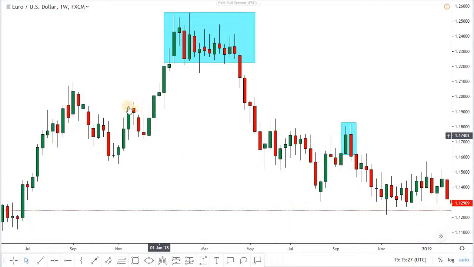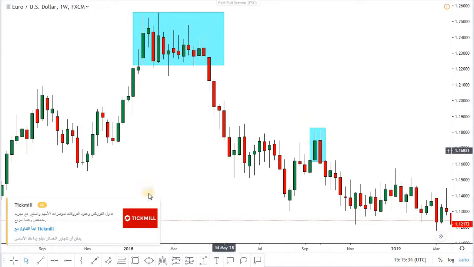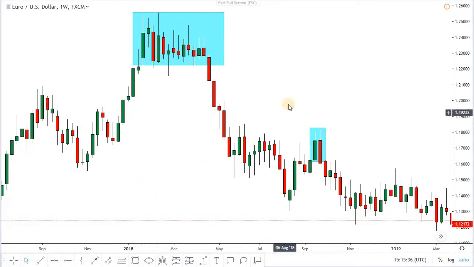Well, I'll start on the EUR/USD currency pair on the weekly time frame. I will explain the candlestick formations on the weekly or the daily time frame, as they look much better on the higher time frames, and it will be more obvious for you to understand how they look and the main characteristics of these candlestick formations.